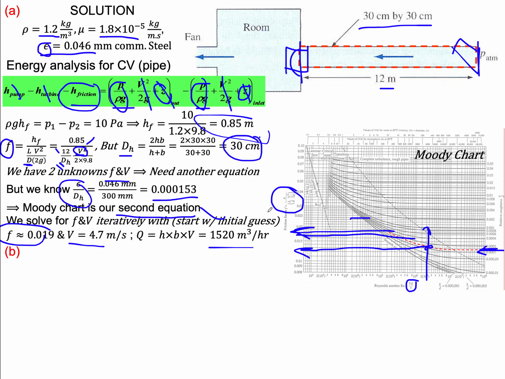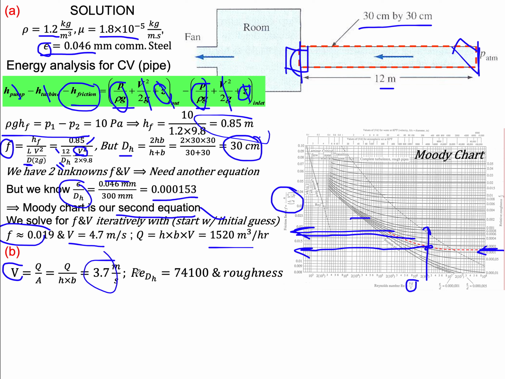Now the second part of the problem is they told us that we have 1200 meters cubed per hour of airflow, and we were asked to find what the room pressure was going to be. So we still do the same control volume, same energy equation. The rho g hf is the delta P. We don't have the delta P, we don't have the rho g hf, but I do have the velocity. And from a velocity, I get a Reynolds number.